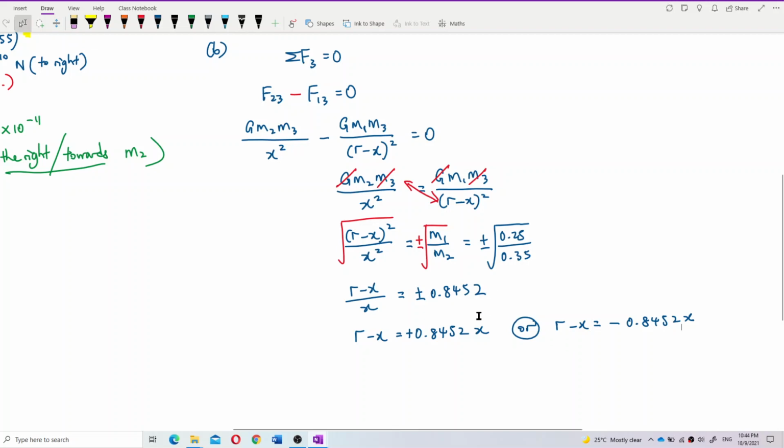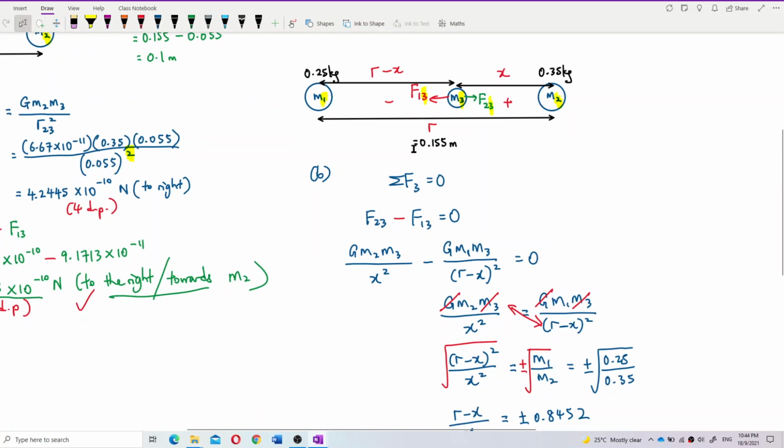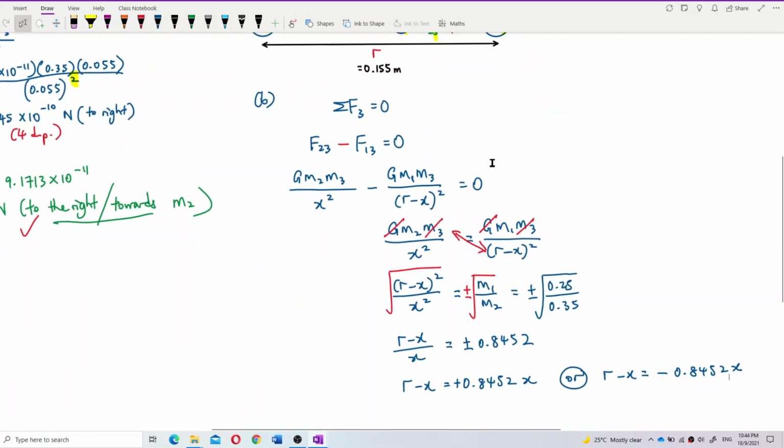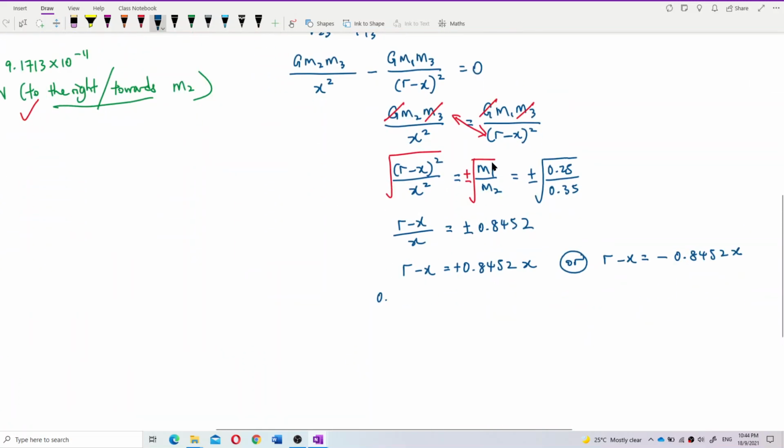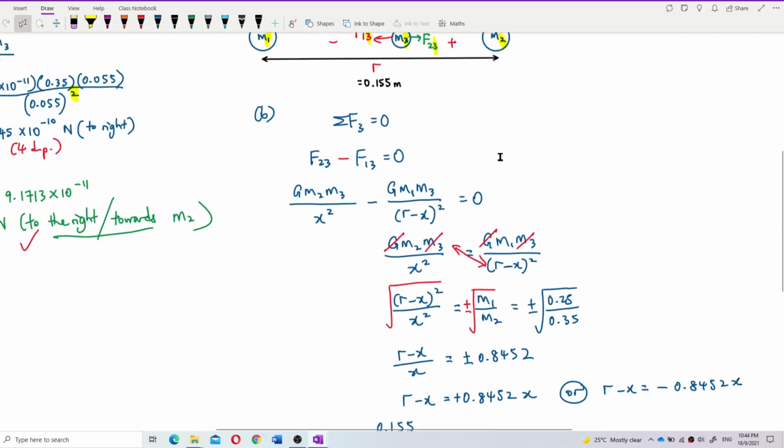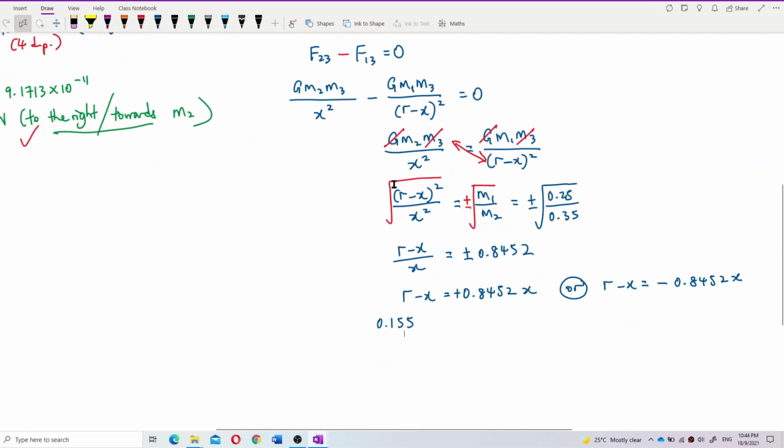Let's continue. What is r again? R is 0.155, so let's substitute that one. This one is 0.155 minus x equal to 0.8452x. So what is the value of x here? Let's calculate. I got the answer already: x is equal to 0.084 meter.